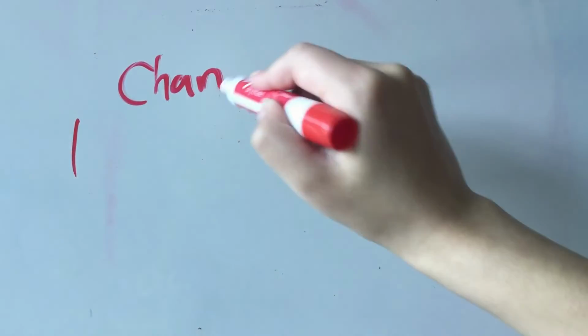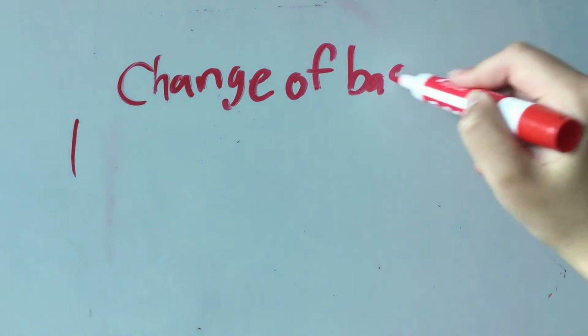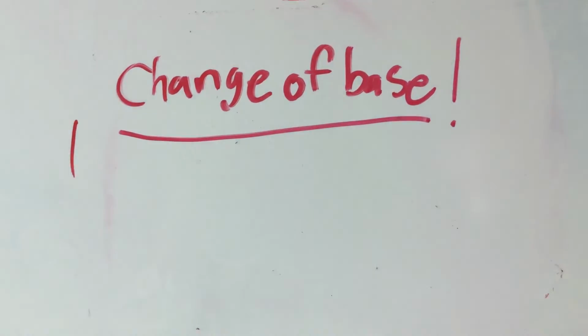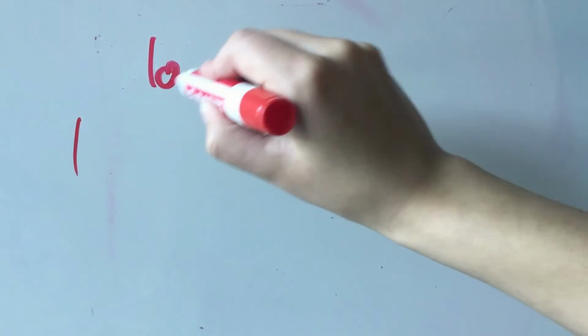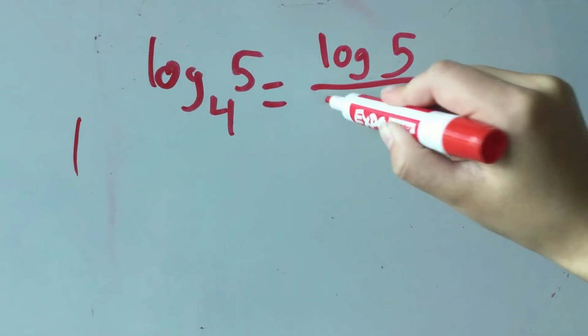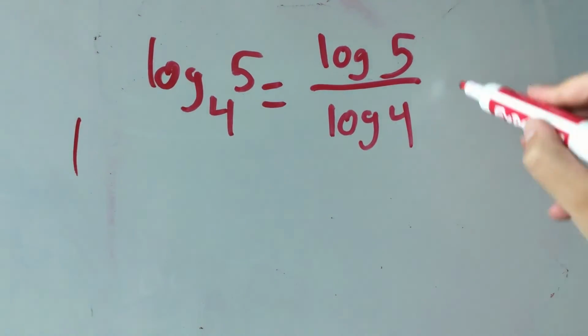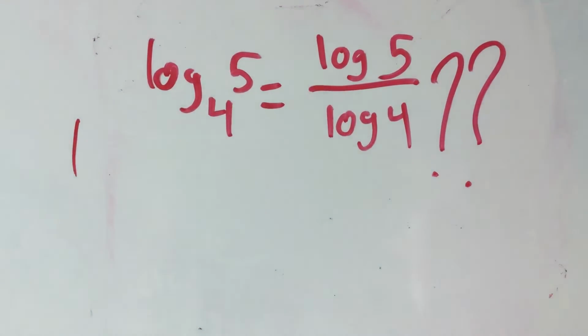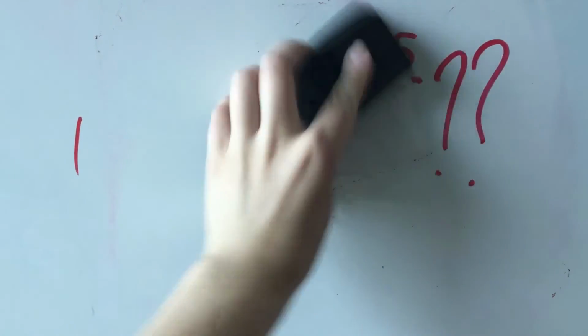The final property is the change of base. I know it sounds kind of scary, but it's really easy. This basically makes it easier to solve imperfect logs like log base 4 of 5. Instead, you would write it as log 5 over log 4. You might be thinking to yourself, well, why does this work? That is a great question, so let's walk through it together.